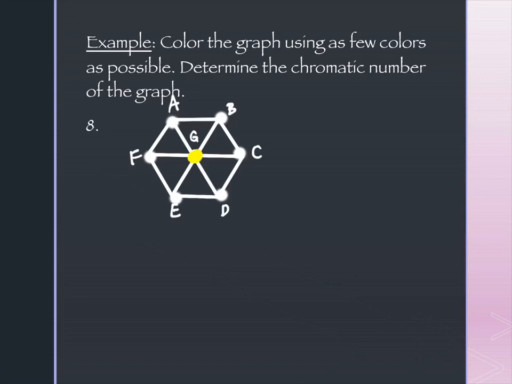Why? It's not just because I already used it. That's part of it, but there's a reason I can't use yellow again. Every point that's connected to G cannot be colored the same color as G. And what do you notice about the points connected to G? G is connected to every single other point. If there were some other point that G wasn't connected to, I could use the yellow again. That'd be no problem. But G's connected to everything, so I can't use yellow again.